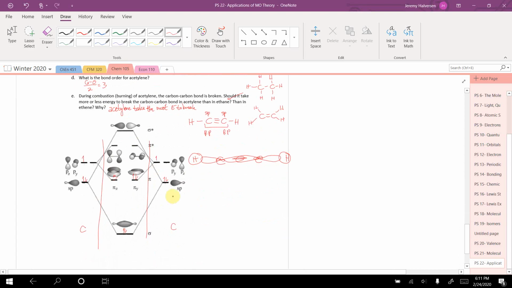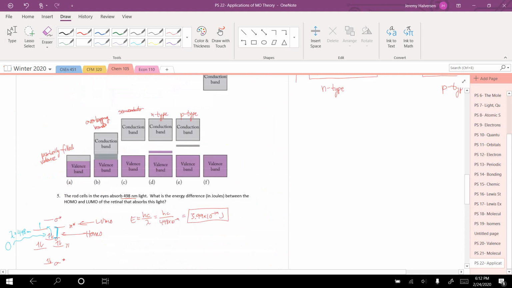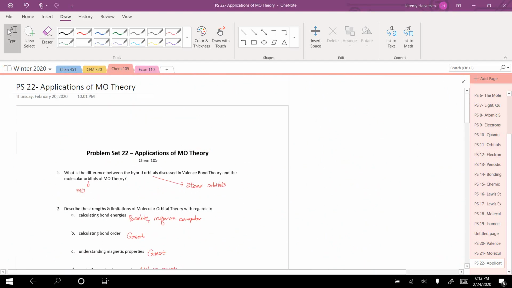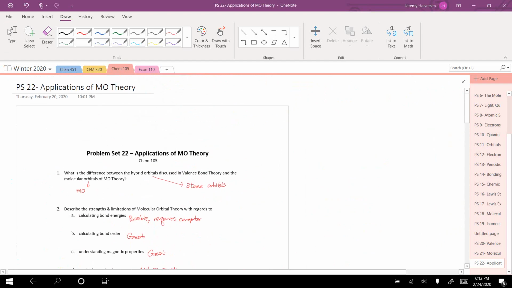This is kind of a mixture idea. I wouldn't worry too much about understanding how the hybridization plays in. You should be able to count up the electrons from the atomic orbitals, stick them into the molecular orbitals, and answer all of these questions. All right, so there's just some applications of molecular orbital theory. I think that was everything. Yep, it was. Good luck.